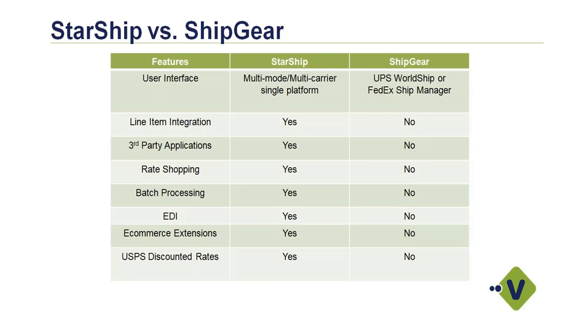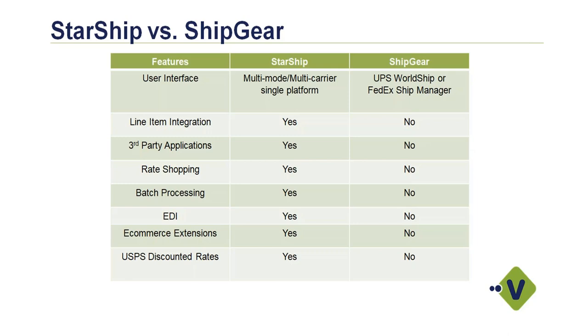StarShip has links into a number of different third-party applications, including EDI, warehouse management, and e-commerce. ShipGear is basically just the UPS and FedEx small package only. The nature of having all the carriers in one platform gives you the ability to do rate shopping, so you can do a cost comparison side by side with all your various carriers and make an educated decision about which way you want to ship that out.